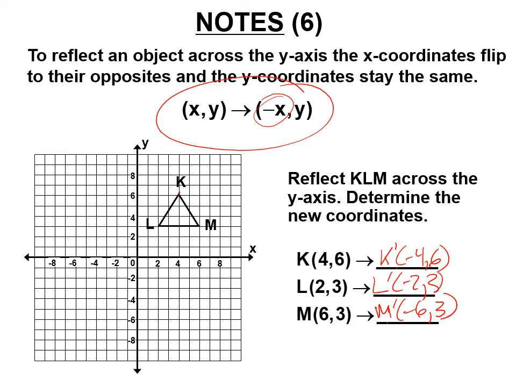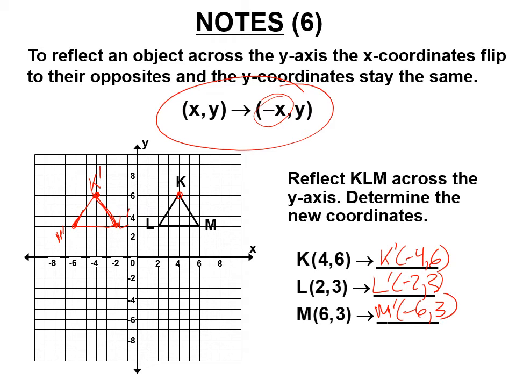So K' went from (4, 6) to (-4, 6) over here. Right, that's our K'. L went to (-2, 3). There's L'. Notice they flip. They're going to flip here because we're flipping the whole thing. M' goes to (-6, 3). Right? So this is a perfect example.